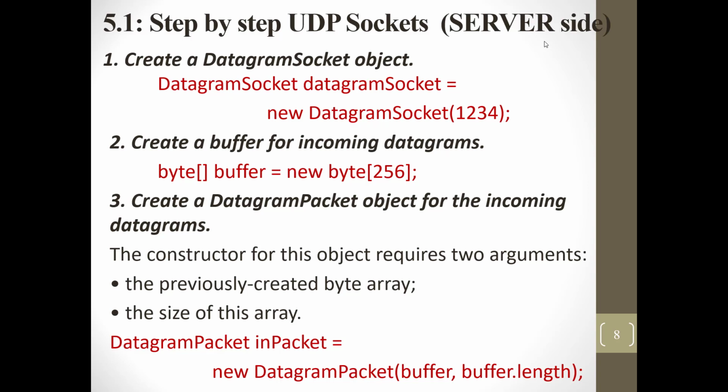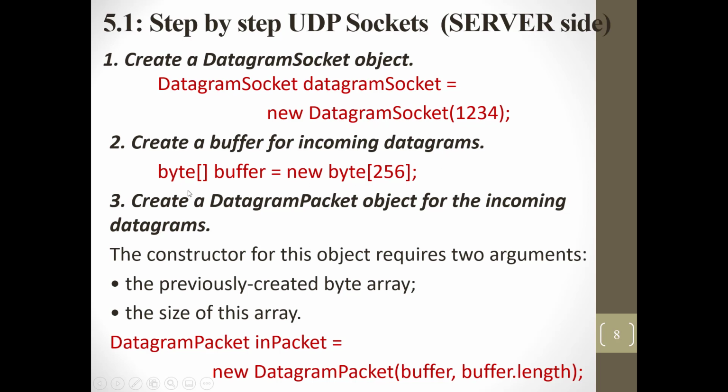Now, I'm going for the server side. The first thing we are going to do is use DatagramSocket, which is the name of the class, and create an object with the port number 1234. So I'm using a port number. We can say it is also the concept of binding, that means for a socket we are going to assign a port number. I'm now on the server side.